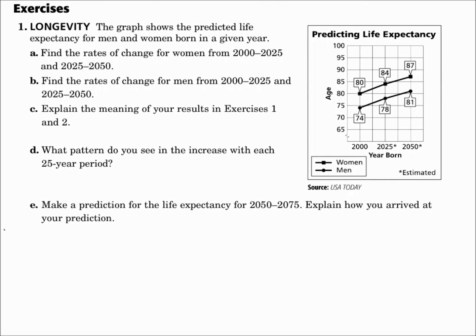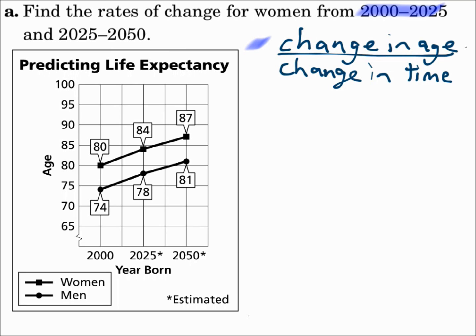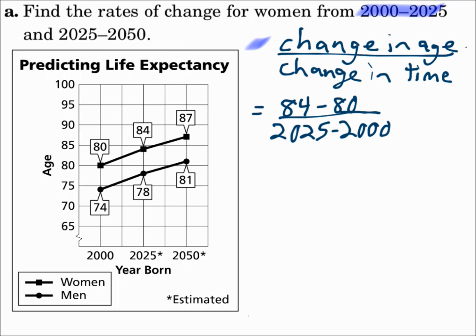Number 1. The graph shows the predicted life expectancy for men and women born in a given year. A. Find the rates of change for women from 2000 to 2025 and 2025 to 2050. So women is the top line. For the first range, we'll do the change in age divided by the change in time. The change in their age was 84 minus 80. Remember, do the new one minus the old one. Change in time is 2025 minus 2000. And that's 4 over 25.